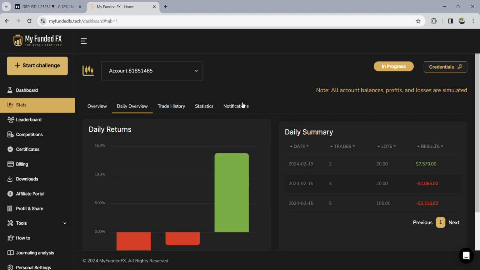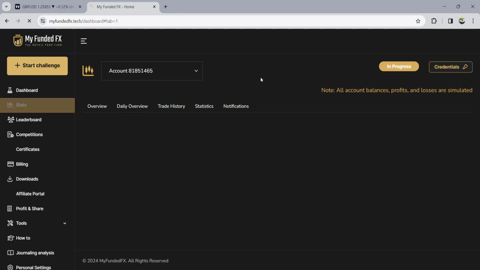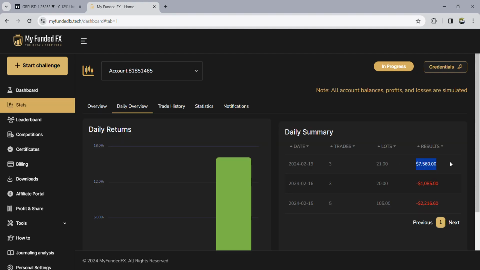So daily overview, GBP chart, let's take a trade just to check the time. Put on one lot, sell, and close. Okay, so now it should show 3 trades, 21 lots with 75, what's that, 3, so 7567, 7560. Yeah, I forgot to add the costs and stuff, but yeah.